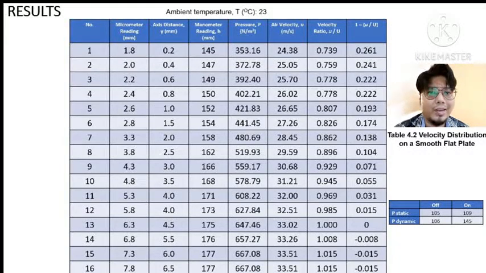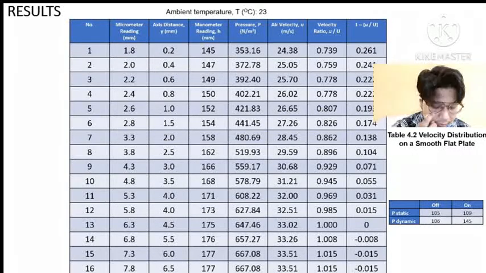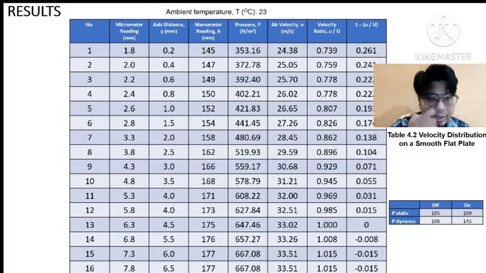Then we calculate the air velocity U, which is the square root of pressure multiplied by 2 and divided by the air density.